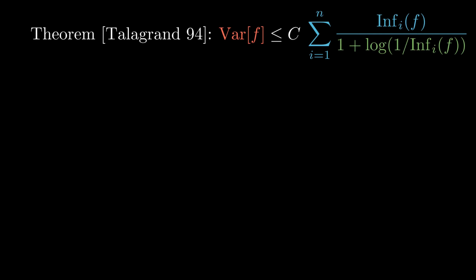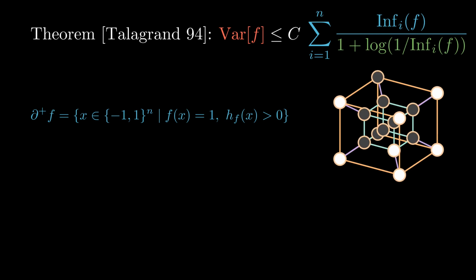Up until now, we have only talked about the edge boundaries of functions. However, it's also possible to talk about the vertex boundaries. The inner vertex boundary is the set of all white vertices which are adjacent to a black vertex, and the outer vertex boundary is the set of all black vertices which are adjacent to a white vertex.